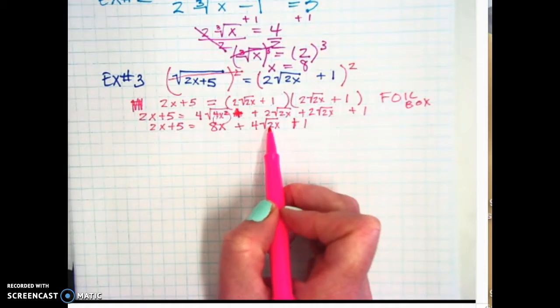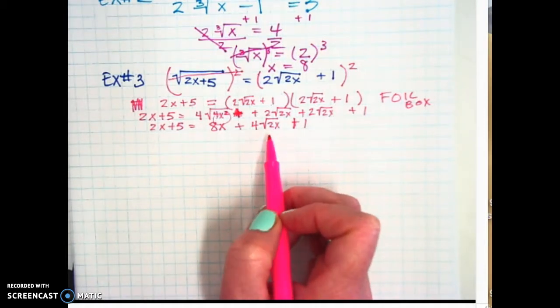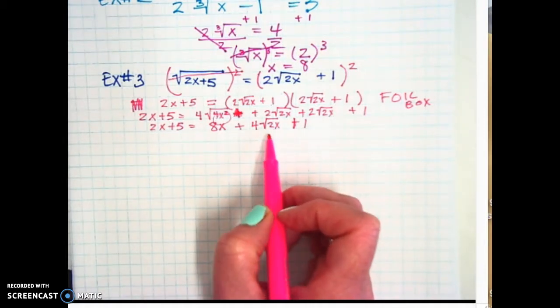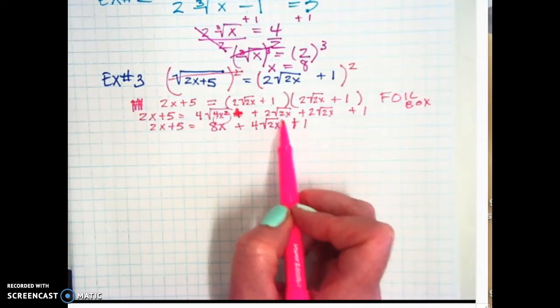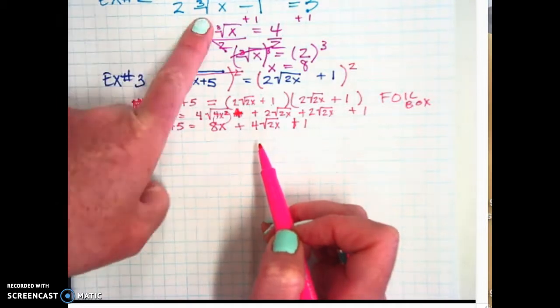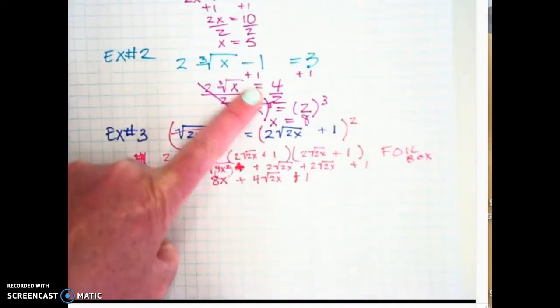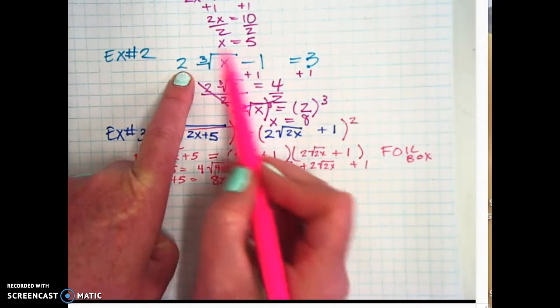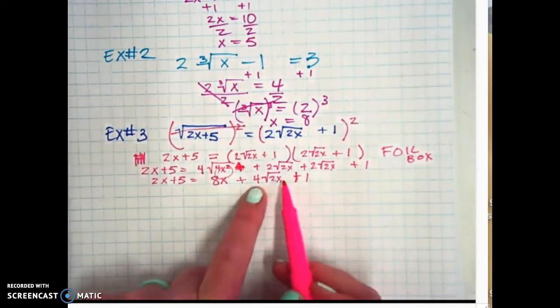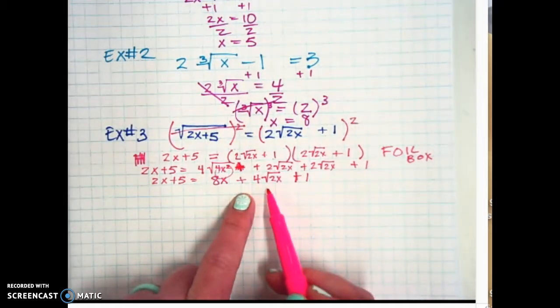So we've still got this square root in here. To inverse or to undo that square root, we need to get that by itself, kind of like we did up here in example number 2. We had to add the 1 and divide by 2 to get that radical by itself. So right here, we want to get this radical by itself again.